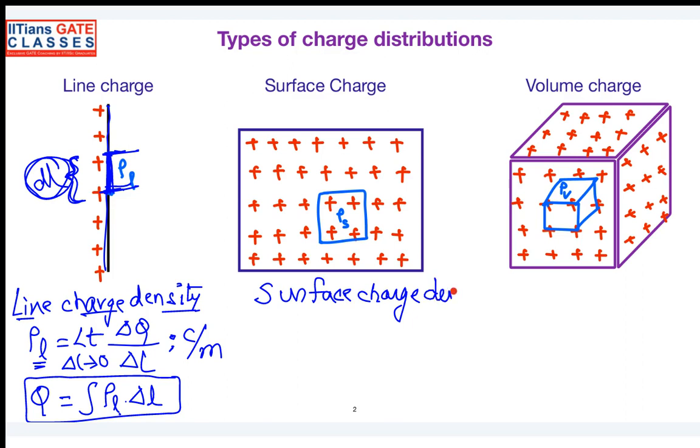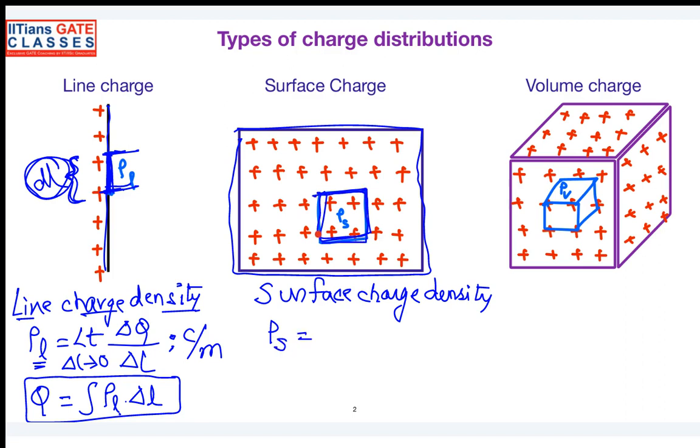So what will be the surface charge density means? For an example, I have considered a small differential surface here. You can see in this case, the charge is distributed over the whole surface like this. So the surface charge density is basically defined as how much charge is present in this differential area.